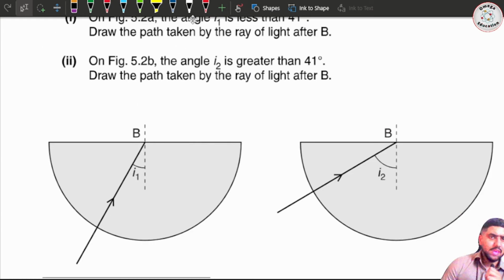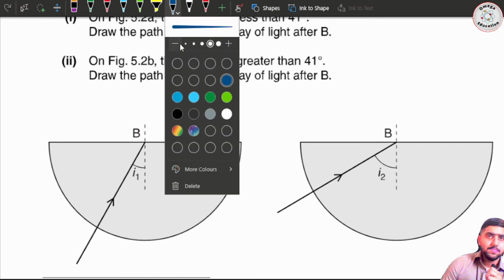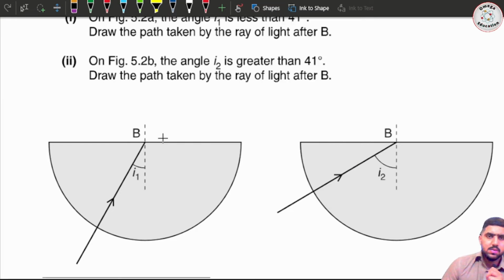If the angle of incidence is less than the critical angle, then simple normal refraction would occur and the light would bend away from the normal in this case, because the ray of light is entering a less dense medium from a dense medium. So this would be your angle of refraction for the first one. I can call it R1, the angle of refraction against the angle of incidence I1.